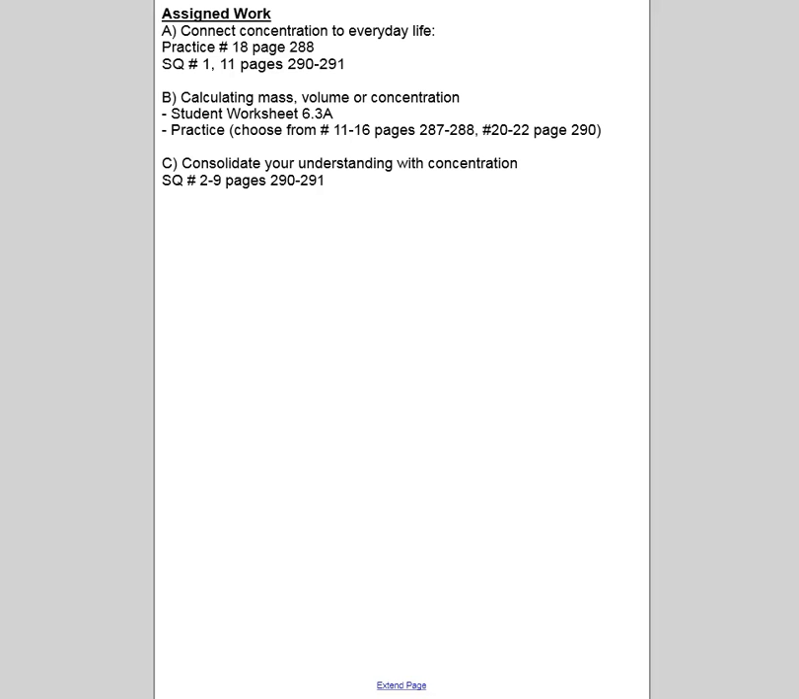I would suggest, though, just looking at this last assigned work page, that if you're wanting more practice with the part per million and the percent concentration, so concentrations in everyday life, questions can be found on 288 and 290 to 291. Questions just dealing with mass, volume, or concentration. You've got your student worksheet and then additional practice questions if you need to strengthen your understanding. And then there's some wrap-up questions at the end of the section. You may not need to do much of the questions outside of the worksheet, but if you're looking for additional questions, that's where you'll find them.